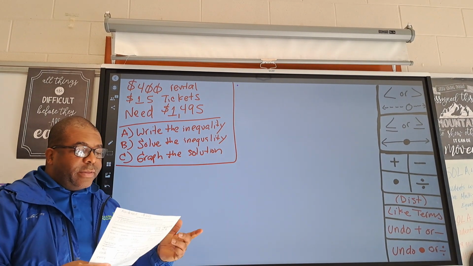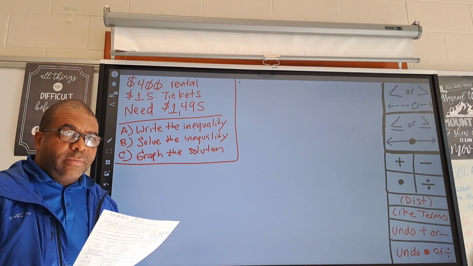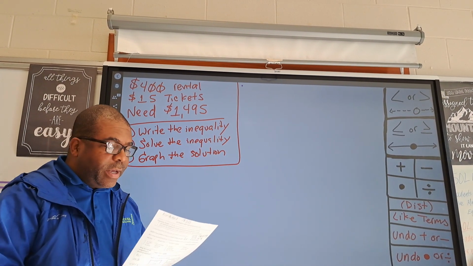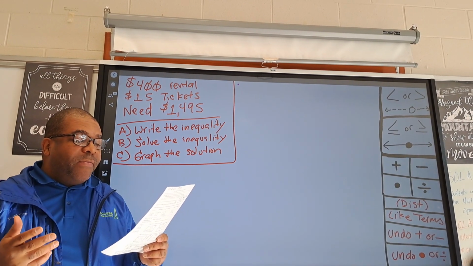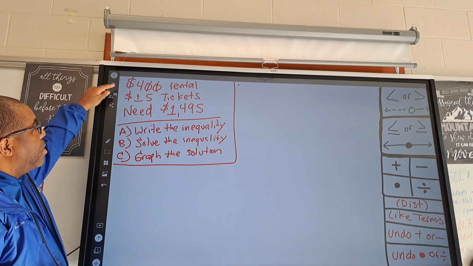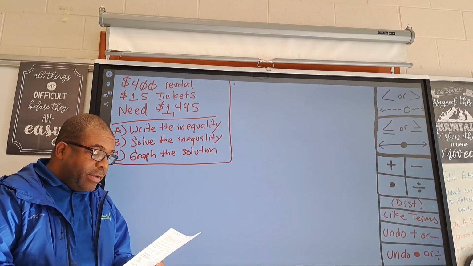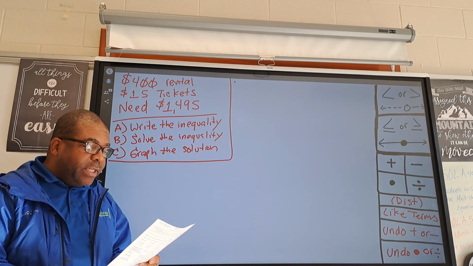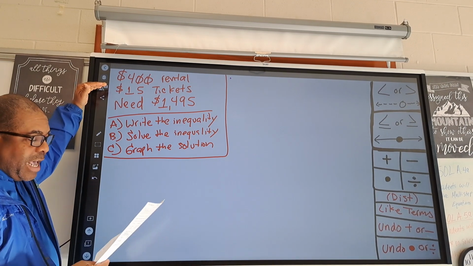All right, the 7th grade is putting on a fundraiser dance. They paid $400 to rent a hall, the venue or the place where they're having the party. And they plan to sell tickets for $15 each. So it's a $15 ticket.